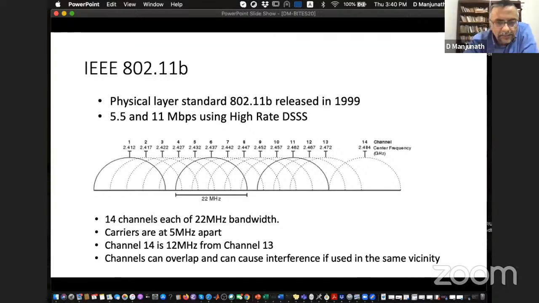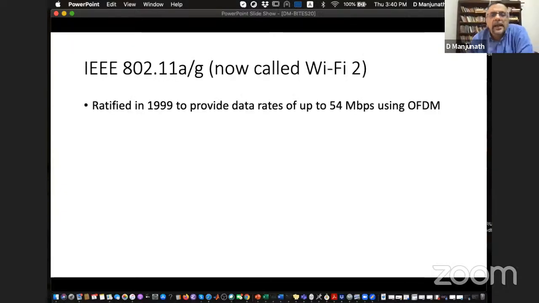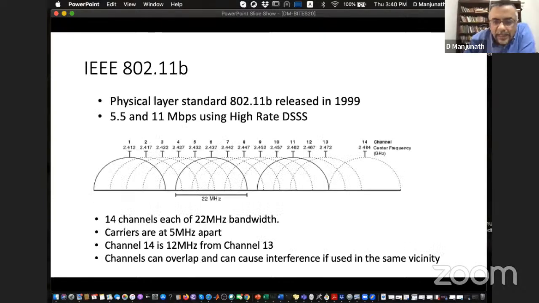So the key takeaway here is that the only thing that changed from the basic 802.11 to 802.11b was an increase in the data rate. What was a 2 megabits per second network became a 5.5 megabits per second or 11 megabits per second network. Now, how do you determine what you're going to use?